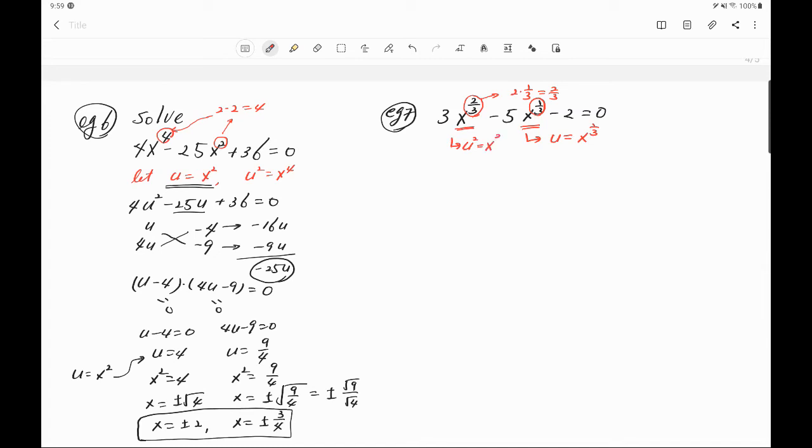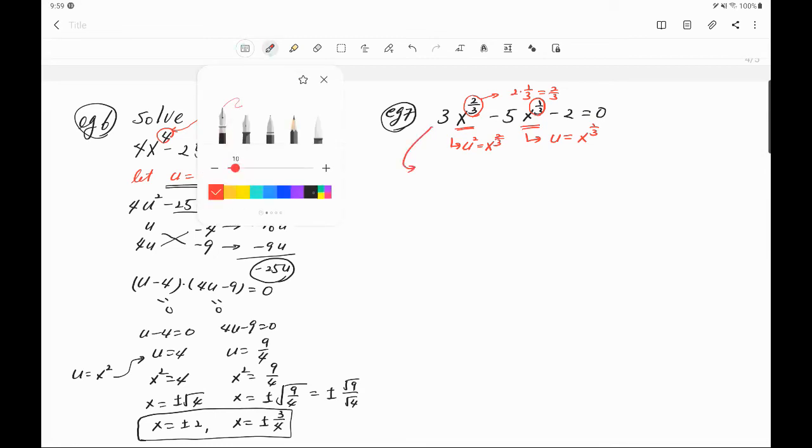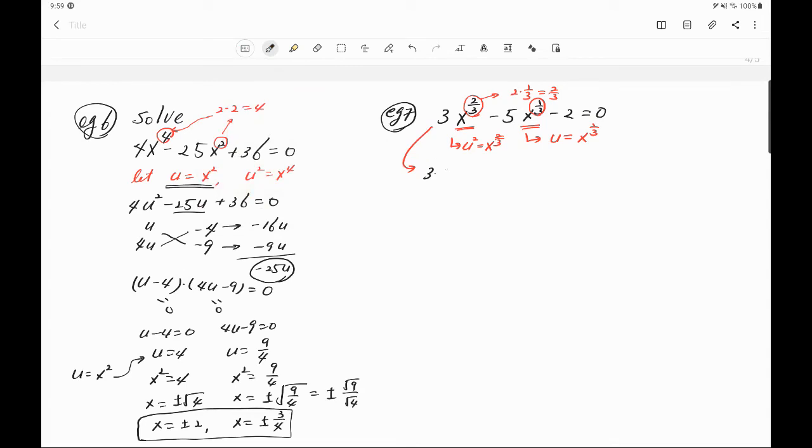So this will be u squared, right? All right, so rewrite the equation. Then 3 times u squared minus 5 times u minus 2 equals 0. Then u times 3u and 2 times 1. We need a negative sign because the product should be negative 2. Then this product is negative 6u.